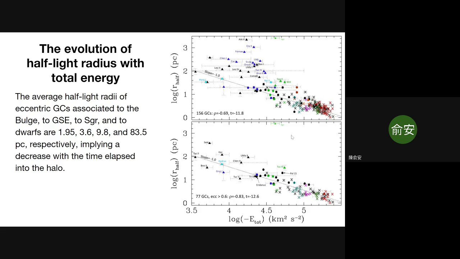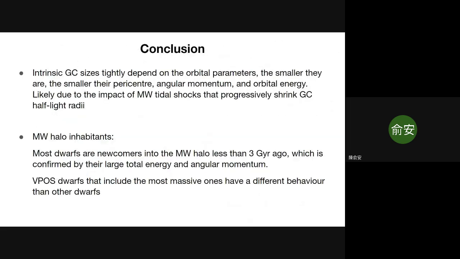So they will see that the energy decreases with the time elapsed into the halo. So perhaps this is something that could be used in future studies, at least for papers 2, 3, and 4. I believe they also use the result from this, that most dwarfs are incomers into the Milky Way halo less than 3 gigayears, which is confirmed by their total energy and angular momentum.